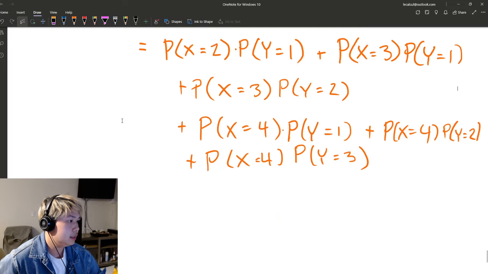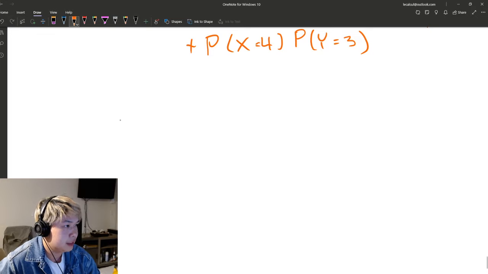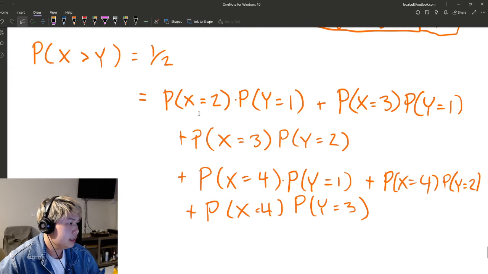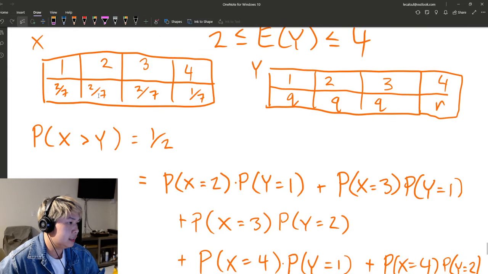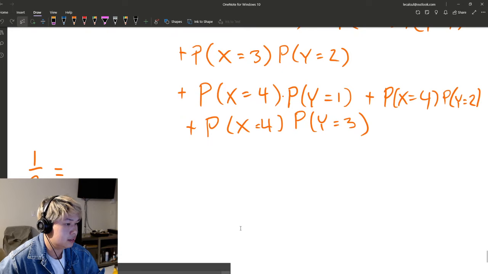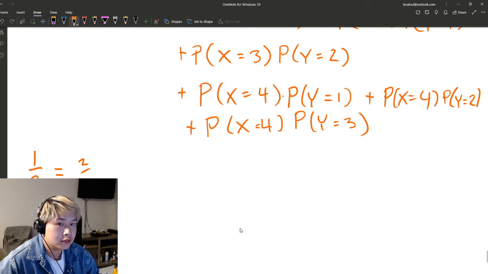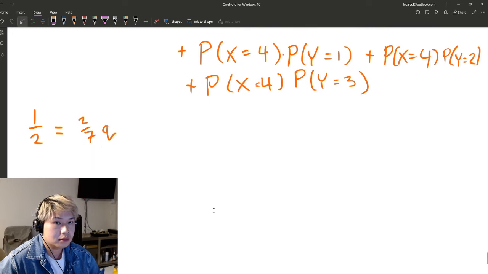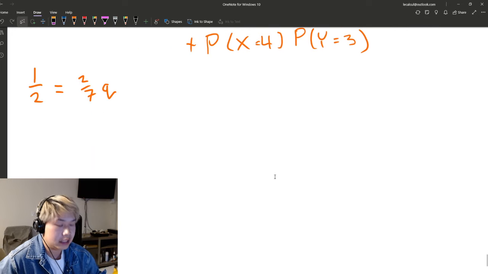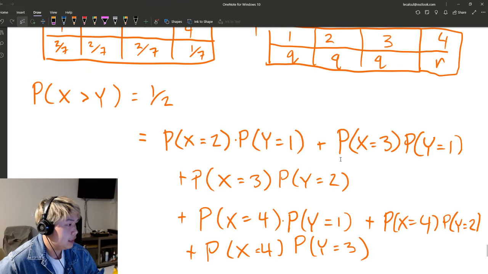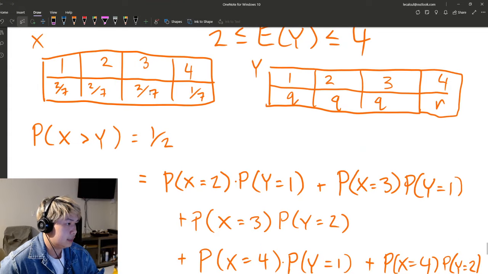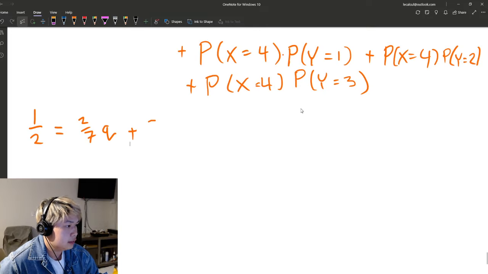Okay, so all of this is going to be this big formula for q, I think. So all of this is equal to 1/2. P of x equaling 2 is 2/7. P of y being 1 is q. So I'm going to have 2 over 7 times q. So that's this first one. And then I'm going to add the probability of 3, which is also 2 over 7, times the probability of y being 1, which is also q. So this is 2 over 7.